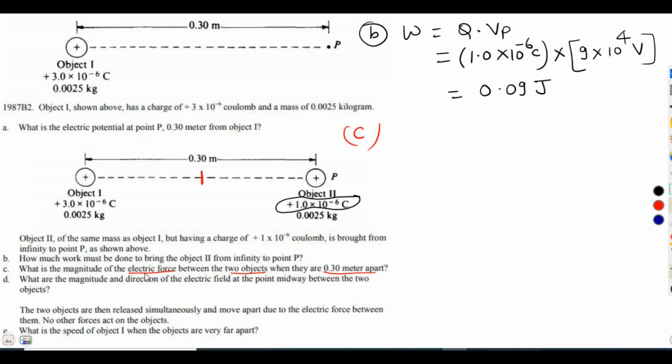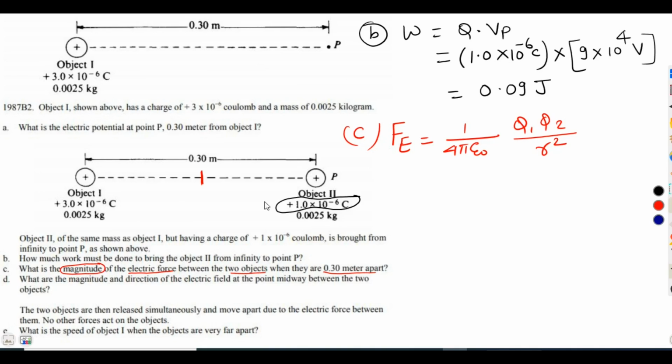What is the magnitude of the electric force between the two objects? We have to find the magnitude of the electric force. We know the electric force is equal to 1 upon 4 pi epsilon naught q1 q2 upon r square, and we have to find only its magnitude.